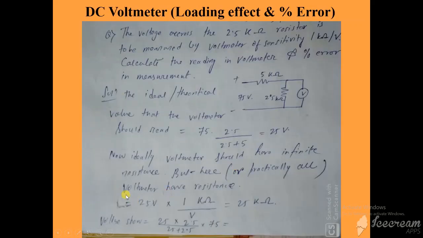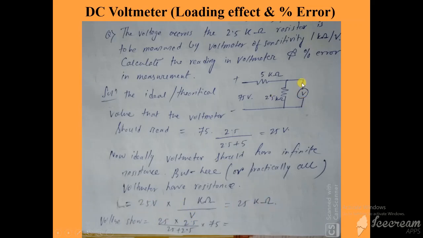That is, for every 1 volt the voltmeter has 1 kilo ohm of resistance. As I just told, it should have infinite input impedance or infinite resistance, but practically it has some resistance value, okay? And that is equal to this 25 into 1 kilo ohm per volt. So 25 volt is the voltage, and 1 kilo ohm per volt means 1 kilo ohm for every 1 volt, so volt gets cancelled. So 25.